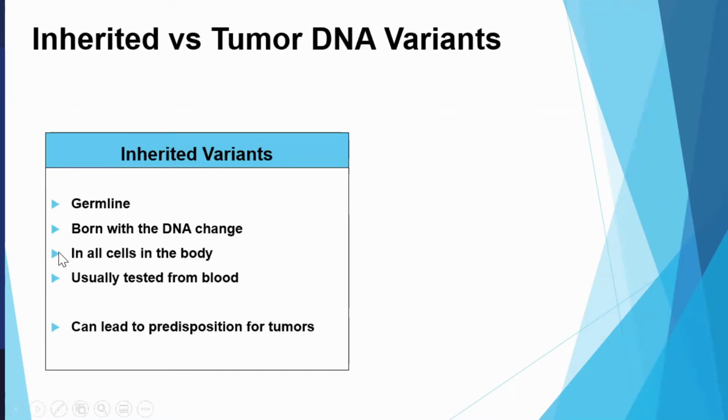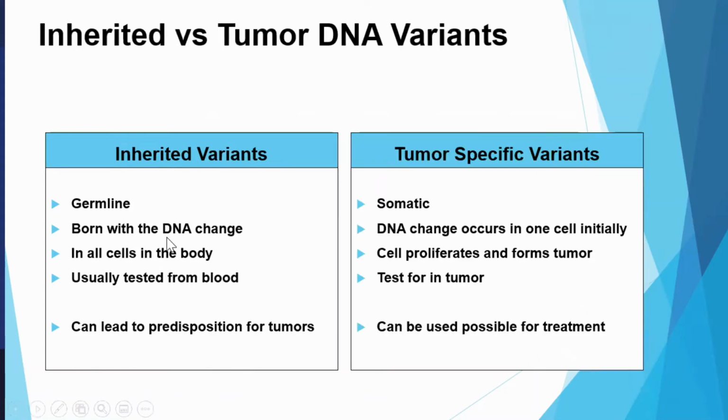When we talk about inherited variants, we're talking about germline variants. Those are the changes in DNA that we're born with. A lot of them are benign, and occasionally there might be one that's pathogenic, or a mutation. These variants are found in every cell of our body because we're born with them. We start as 1 cell and we multiply and multiply until we get into our human form. These are usually tested through blood, sometimes through saliva testing, and these are the inherited variants that can lead to predisposition for developing tumors.